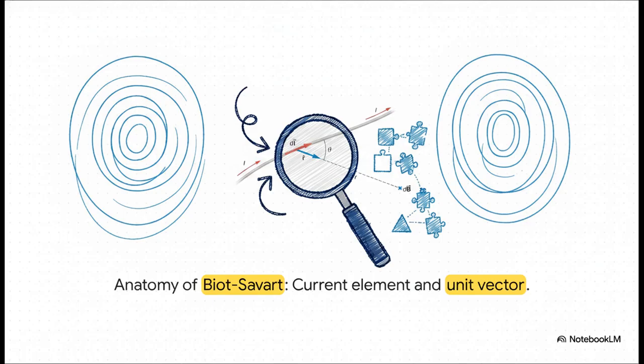Now, to find the magnetic field at a specific spot, let's call it point P, we measure the distance r from our little segment all the way to P. We also draw a unit vector, r hat, pointing straight from the segment to P. And finally, the angle between our current segment dl and our unit vector r hat is our angle, theta. These right here are the essential puzzle pieces you're going to need for every single calculation.